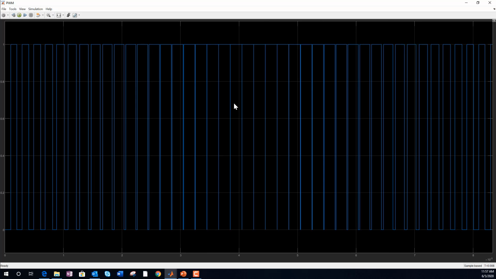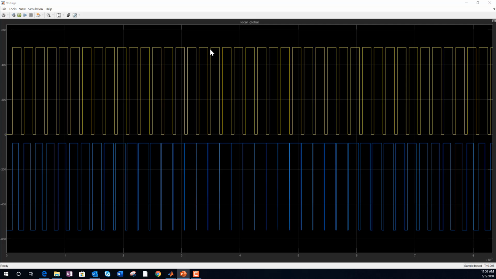Now we'll take a look at the voltage measurements. The yellow trace is the voltage measurement using the local solver, and the blue trace is the voltage measurement using the global solver. Notice that we see differences in the voltage measurements. So let's zoom in a bit.